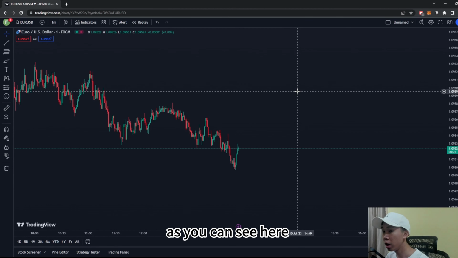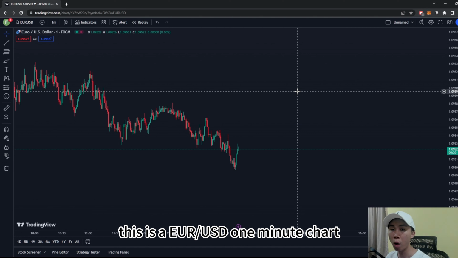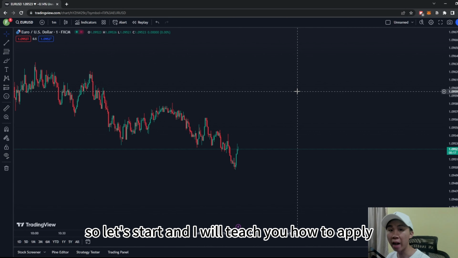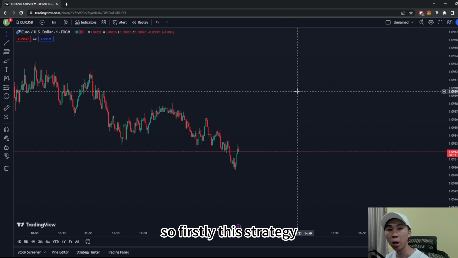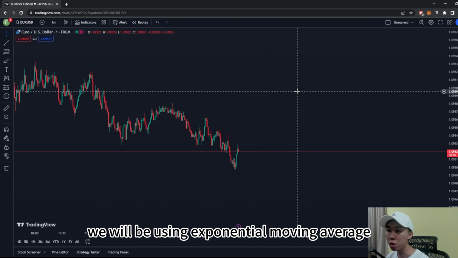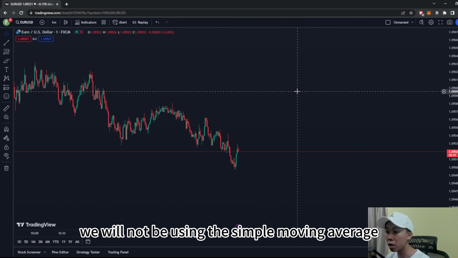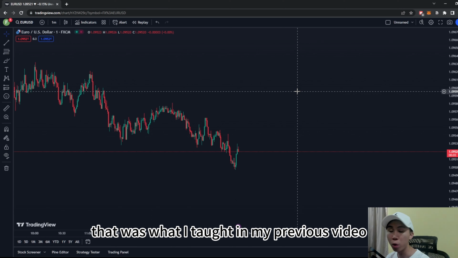As you can see here, this is a Euro USD 1-minute chart. So let's start and I will teach you how to apply the moving average onto the chart. So firstly, this strategy, we will be using exponential moving average. We will not be using the simple moving average. That was what I taught in my previous video.